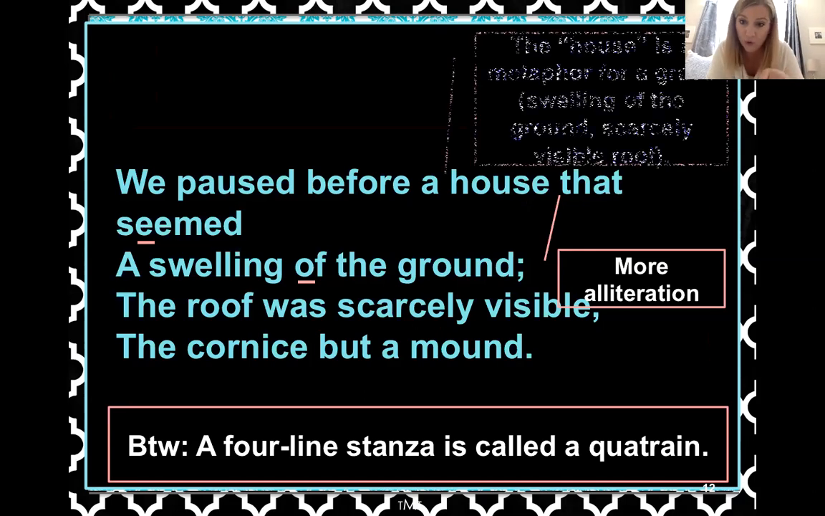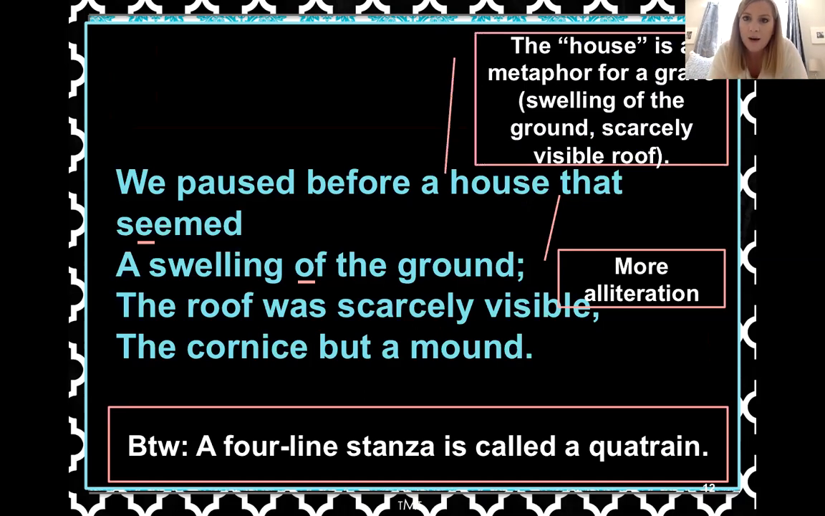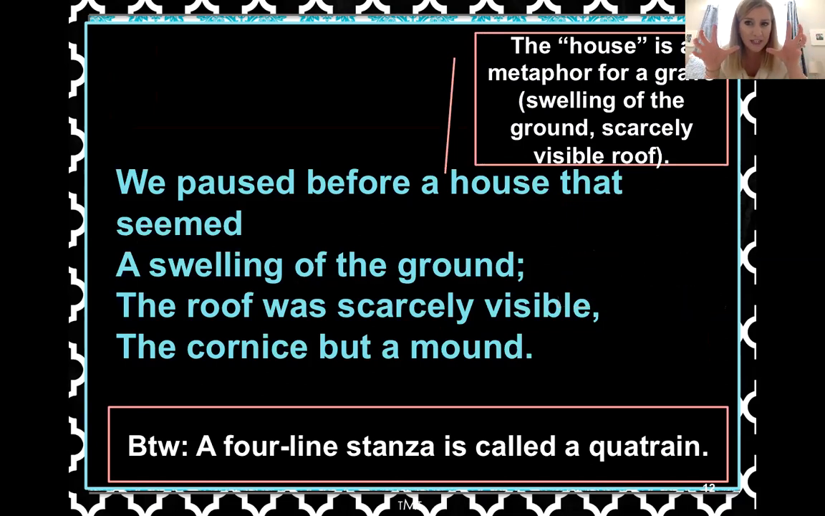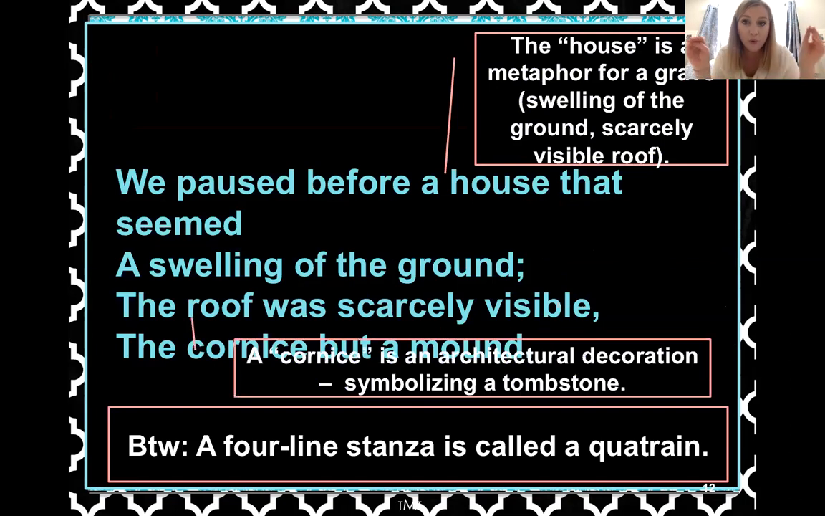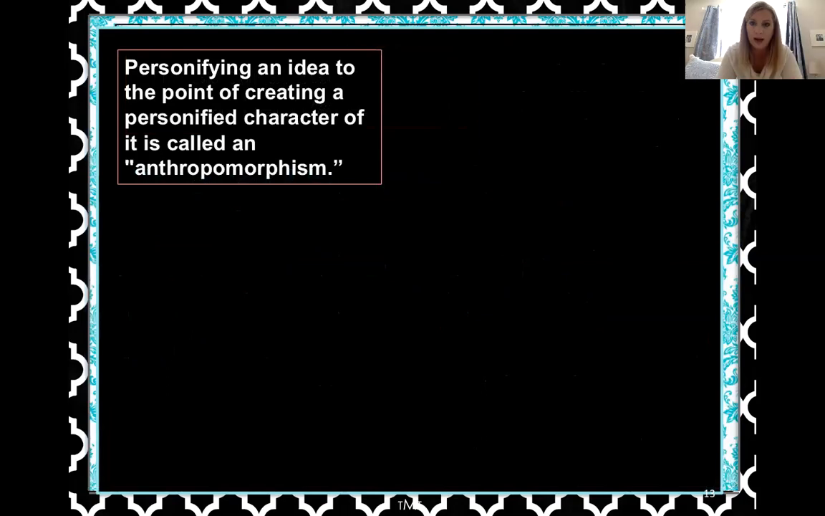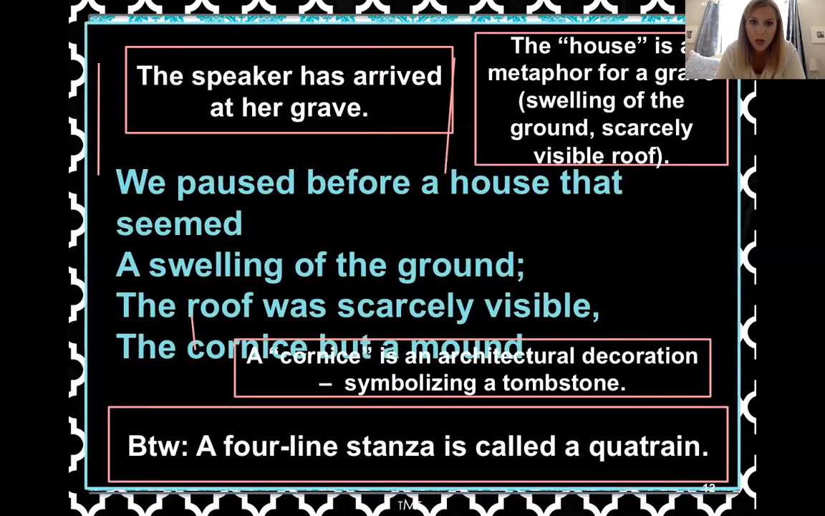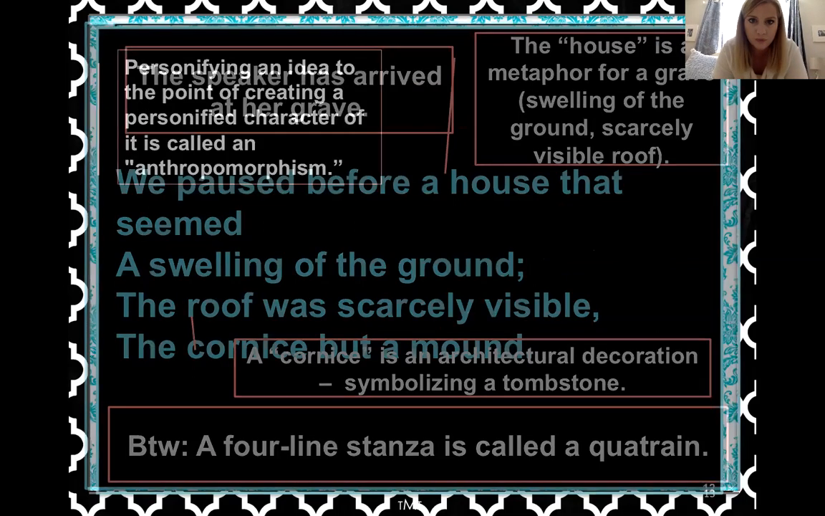Our Greek and Latin roots, quat. And the house is a metaphor for a grave because it says it's a house, but it's in the ground and the roof is scarcely visible. So think of a tombstone that's coming out of the ground. Okay? So they're not passing a literal house, they're passing her grave. Ooh. So we're getting this chilling tone, this kind of scary, dark tone.